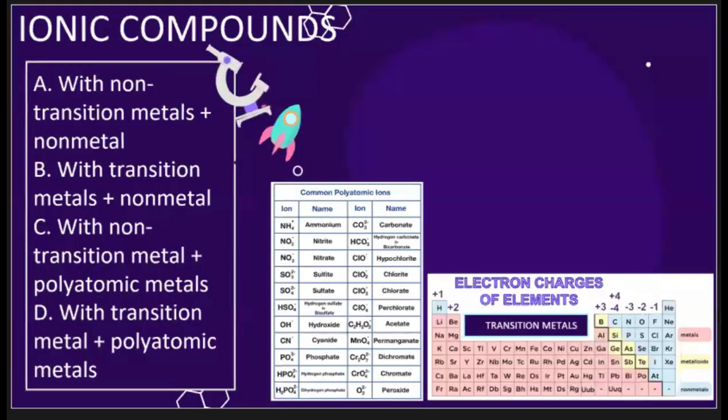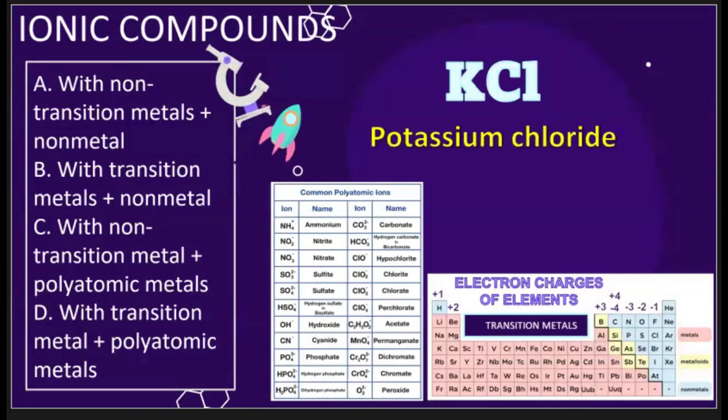Now, I have here an example of compounds. Let's name them. And so, KCl. K is the element symbol for potassium, and Cl is the symbol for chlorine. So, potassium is a non-transition metal, and chlorine is a non-metal. So, this one is an example of letter A, ionic compounds with non-transition metal plus non-metal. To name this one, write the name of the non-transition metal plus the name of the non-metal that ends with IDE. So we have potassium chloride.